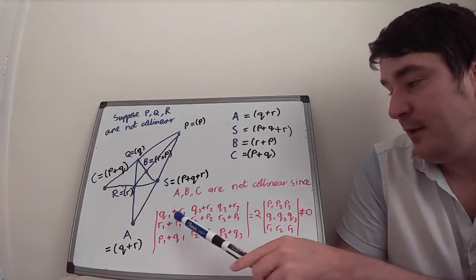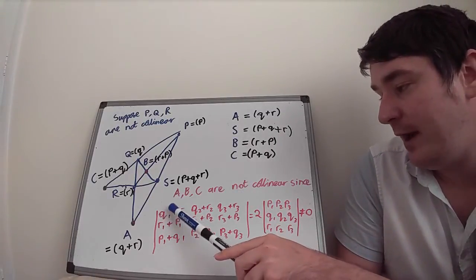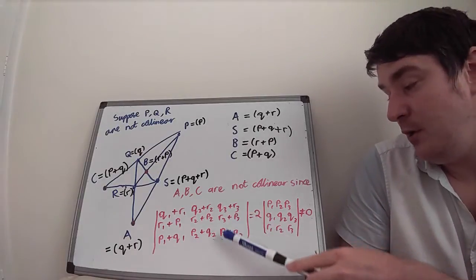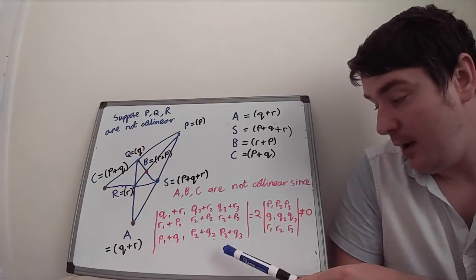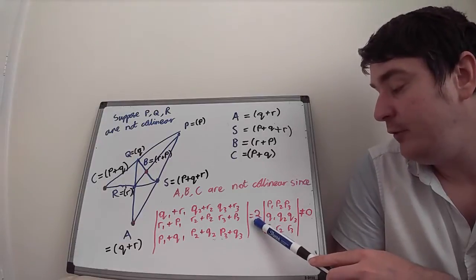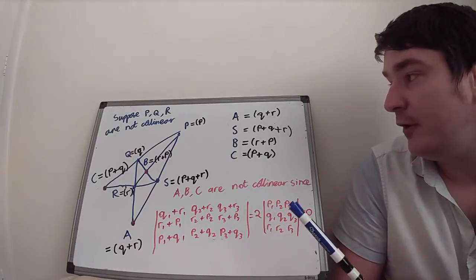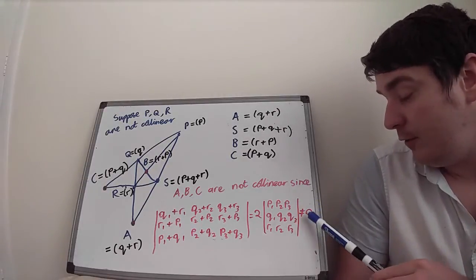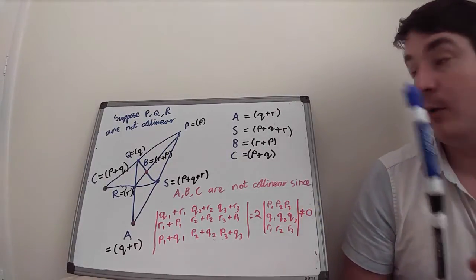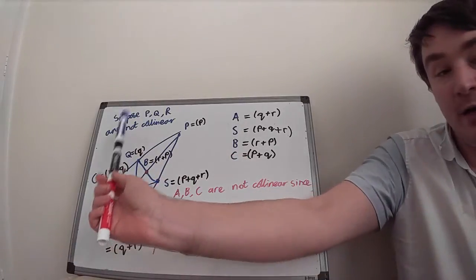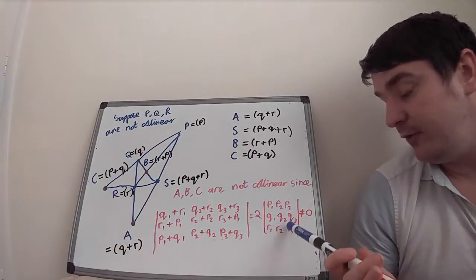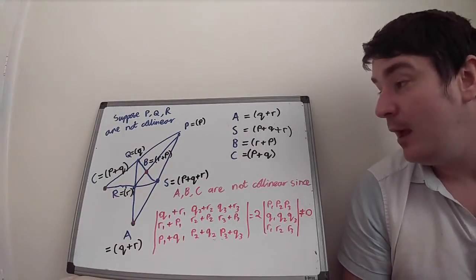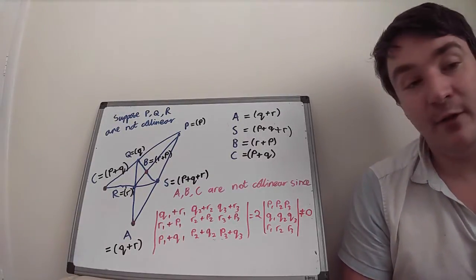Well, we write the determinants for the vectors A, B and C, and we then compute this determinant and we can show that it's equal to 2 times the determinant we get by considering P, Q and R, which is this thing here. And we know that's non-zero by our assumption that P, Q and R are not collinear, because this is a necessary and sufficient condition for P, Q and R to not be collinear. So that basically finishes the proof.